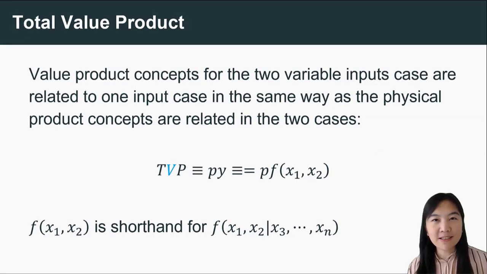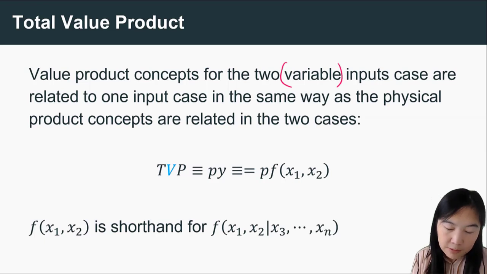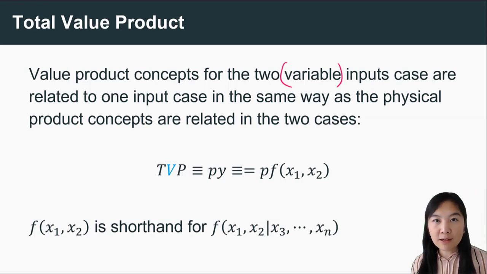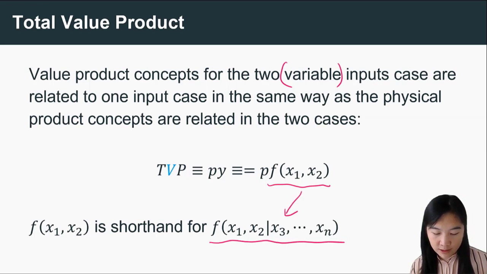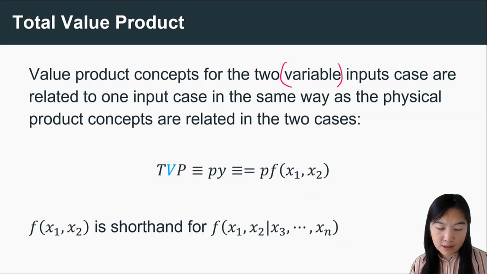The first concept here is TVP for the two variable input case, and I should put a parenthesis here. Sometimes I will just say two input case, but still you should interpret that as two variable input case. Why is that? Because this production function is shorthand for this more complicated writing where x3 to xn are held fixed. I do not want to write this long expression for the production function every time. So pay attention to that.